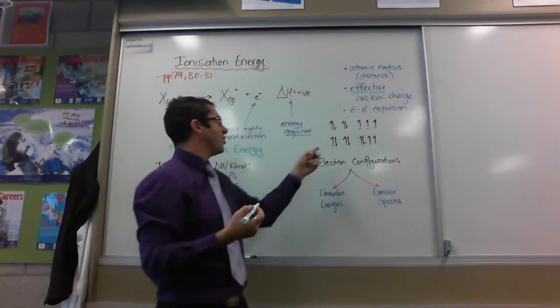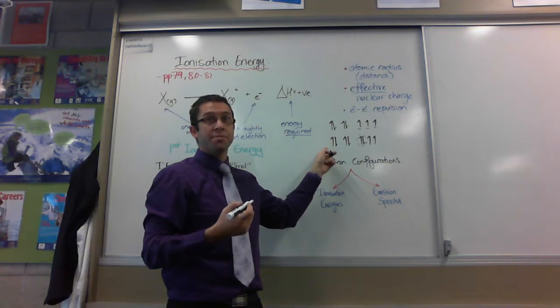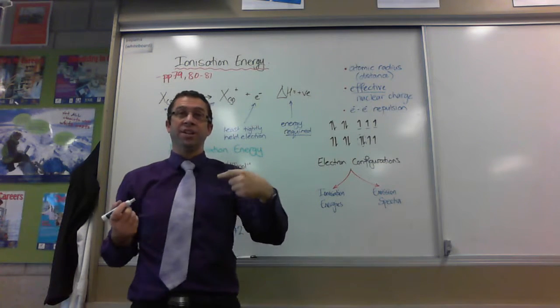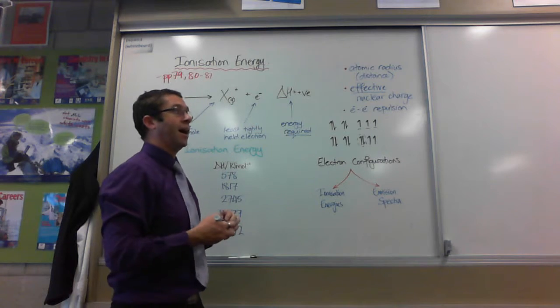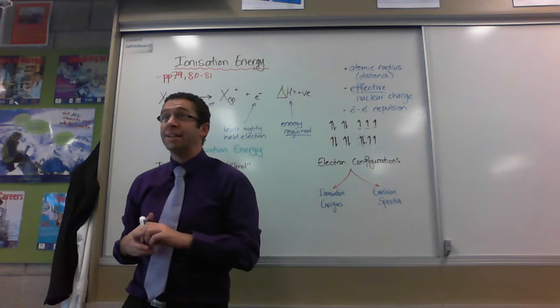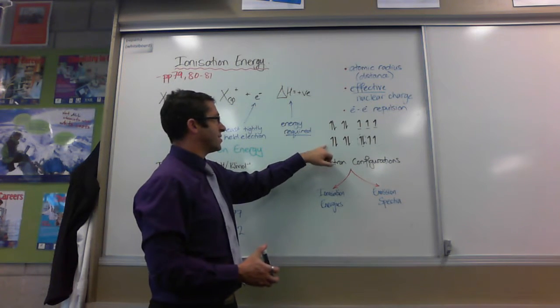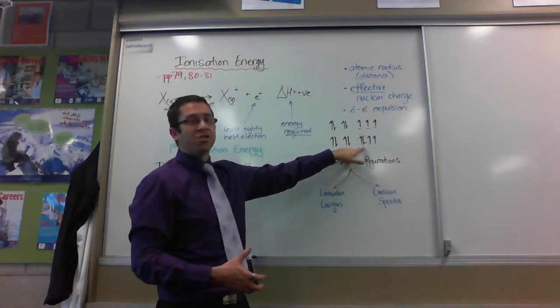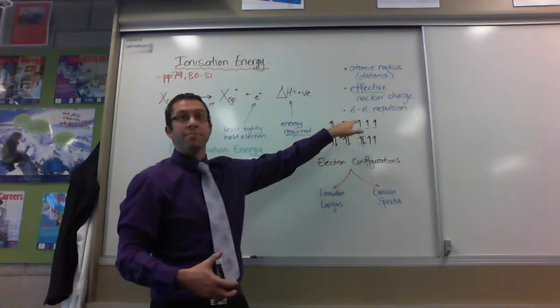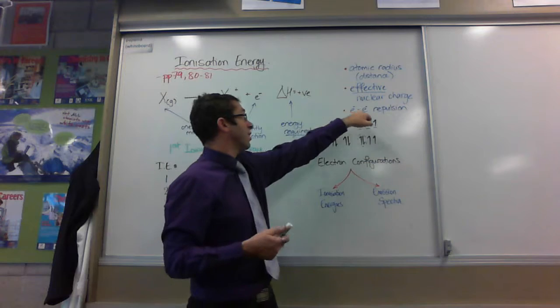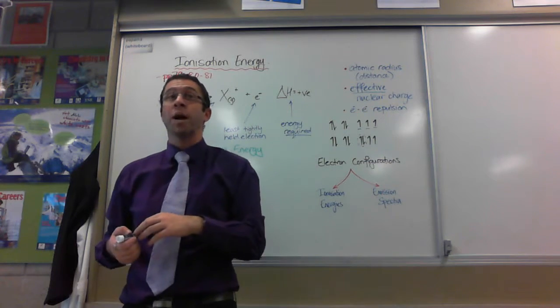Okay, so even though this has got more protons, so it has a bigger effective nuclear charge, and even though it's got a smaller radius, it's actually going to be easier to remove that electron than it is to remove any of these three. Okay, so electron repulsion comes into it as well.